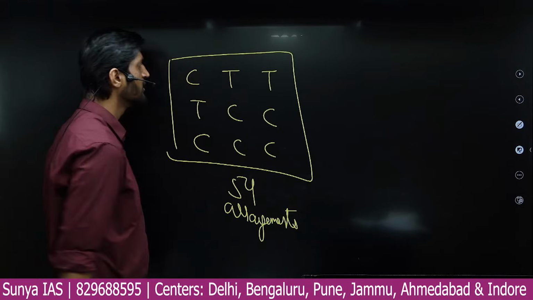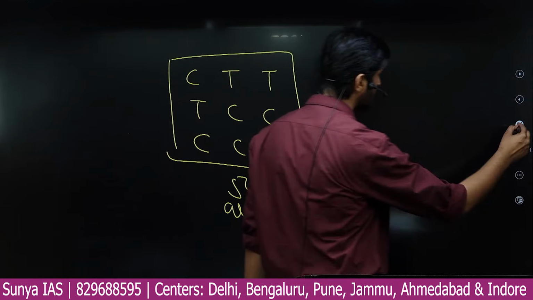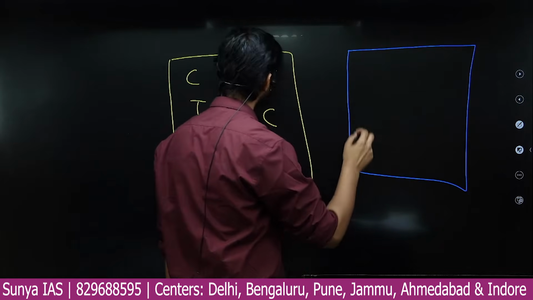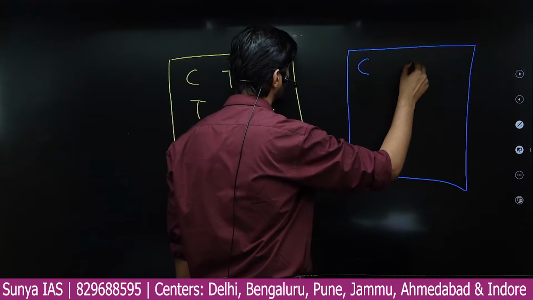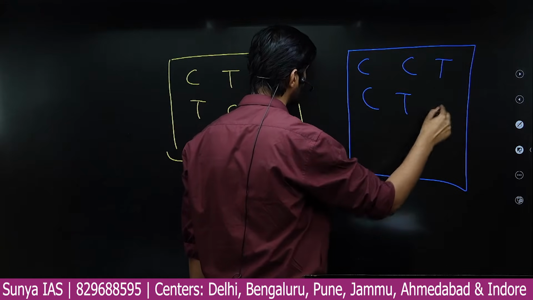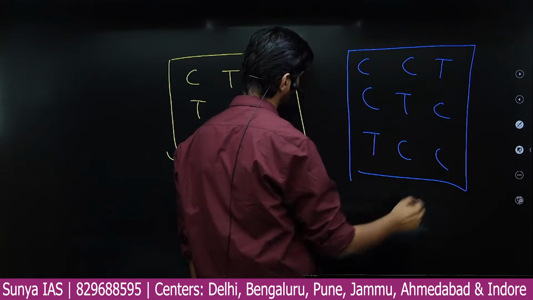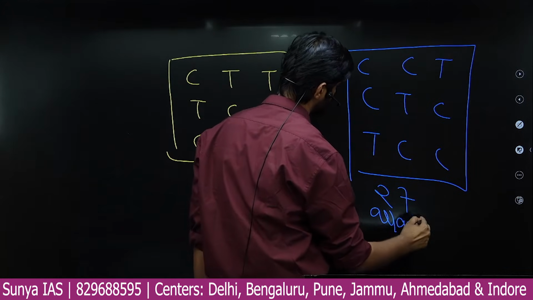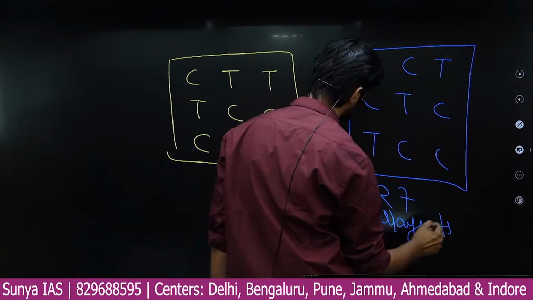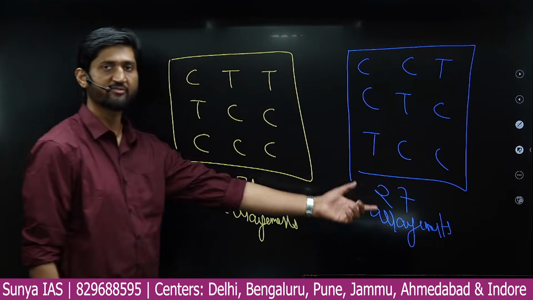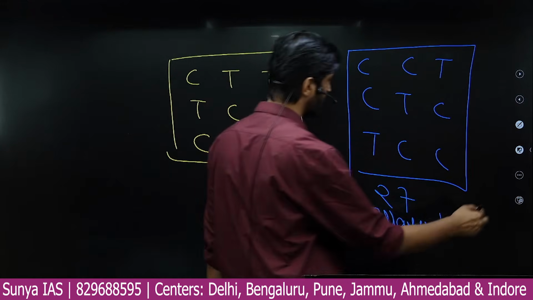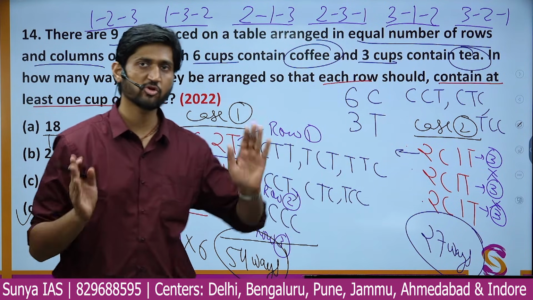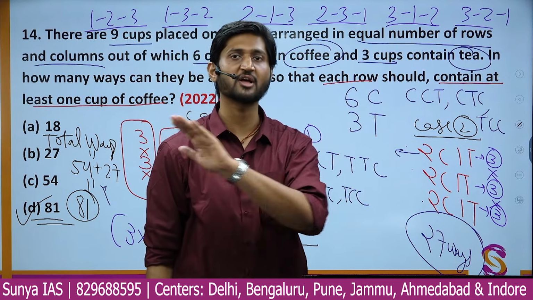in this way. Similarly, if we talk about case 2, we can have the first row having C, C, T. Here we can have C, T, C. Here we can have T, C, C. And similarly, 27 more arrangements are possible. So overall we have 54 plus 27, 2 cases, that is 81 arrangements. So you need not bother much about this question. These 3 questions were big red flags that you have to just avoid.